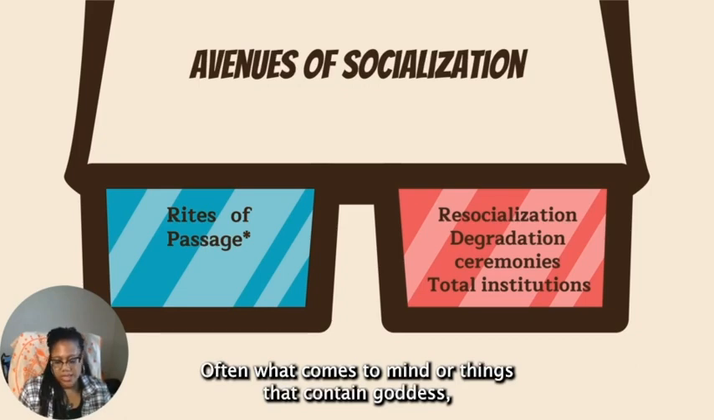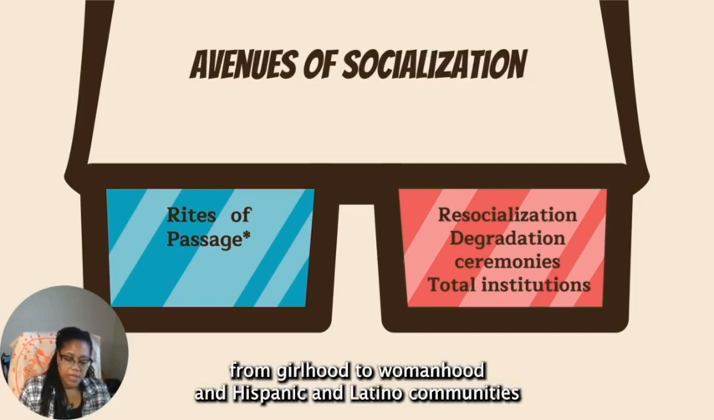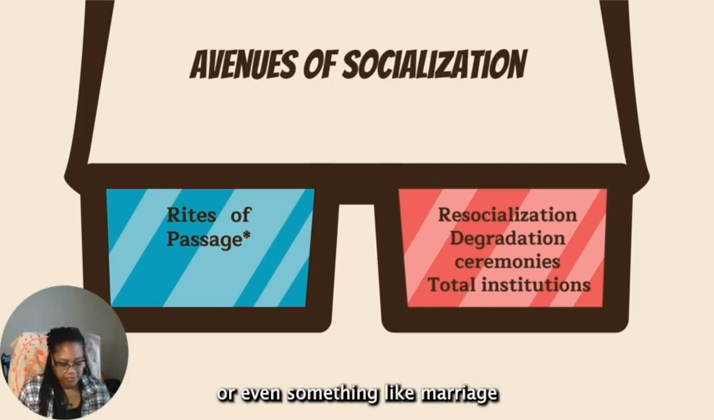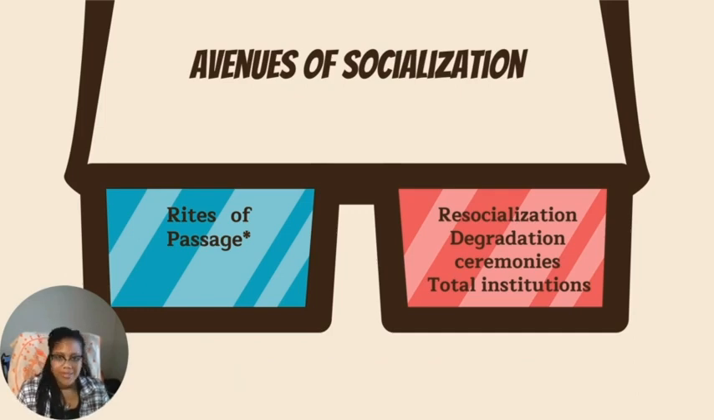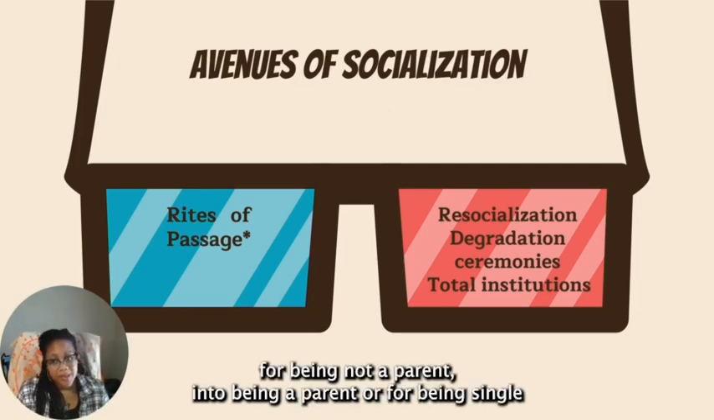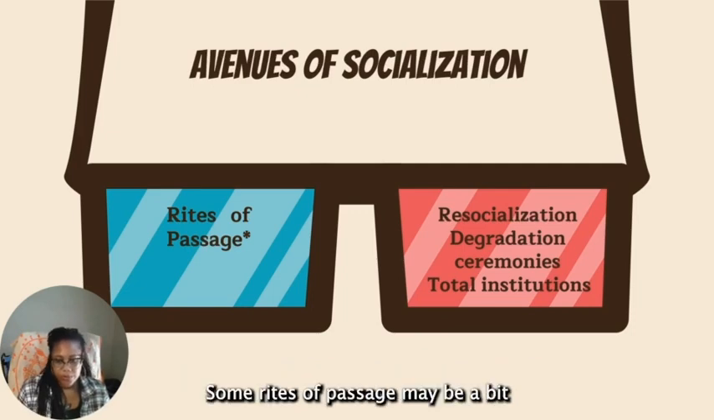Often, what comes to mind are things like quinceañeras, which are used to mark a girl's transition from girlhood to womanhood in Hispanic and Latino communities. Or high school graduations can be a rite of passage, or even something like marriage or childbirth or adoption, which are marking a transition from being in school, or from being a young person into being an adult or adolescent, or from being not a parent into being a parent, or from being single into being a part of a couple, and so on and so forth. Some rites of passage may be a bit less tangential or transformative.